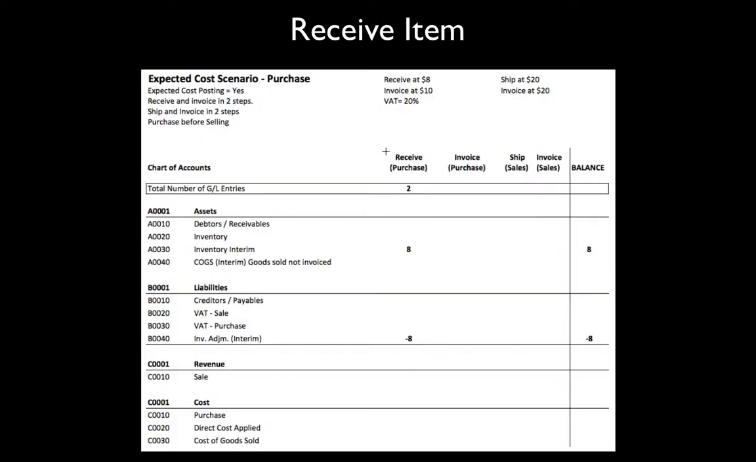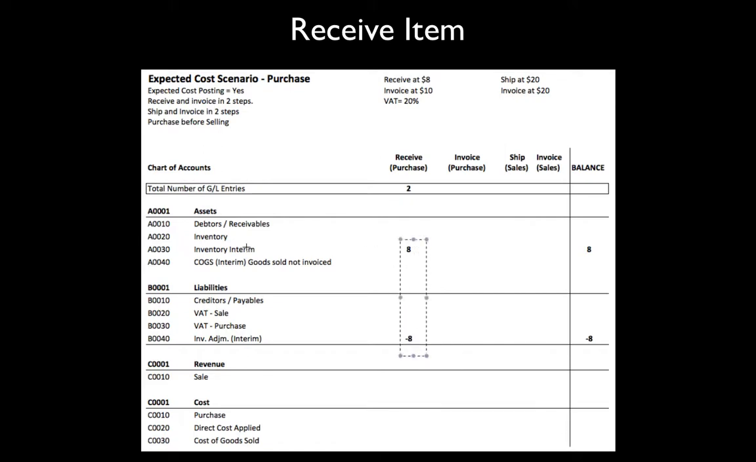So let's go through the first step here, which is receiving from the purchase order. So you need to create a purchase order and you need to click the post button, but only receive. So when you just receive, the total number of GL entries is 2, as you can see below here.